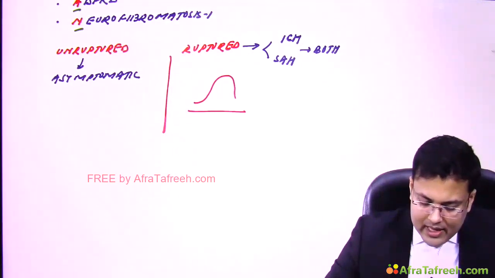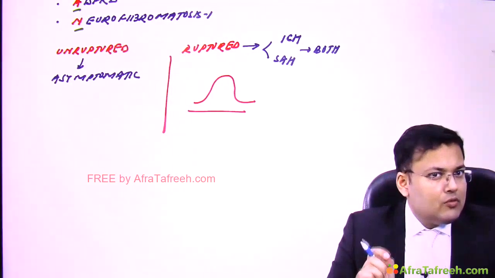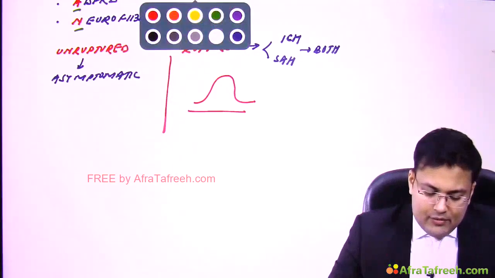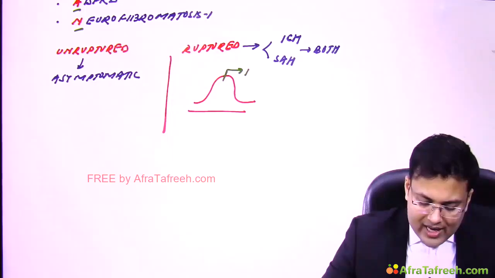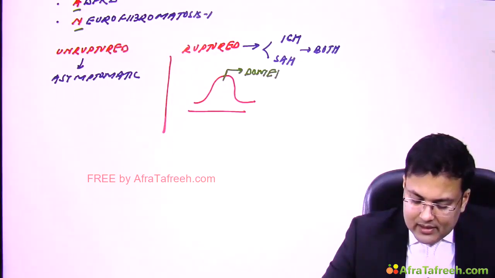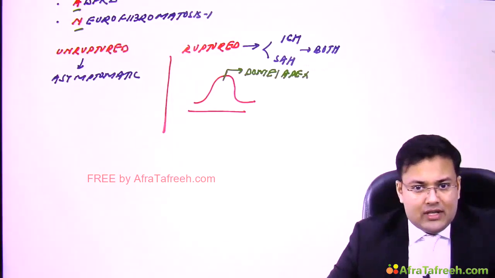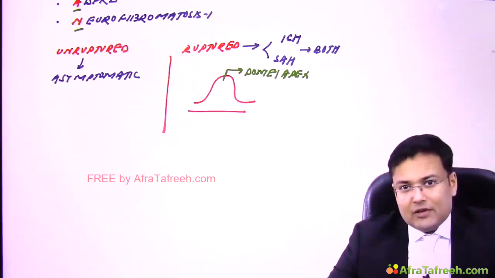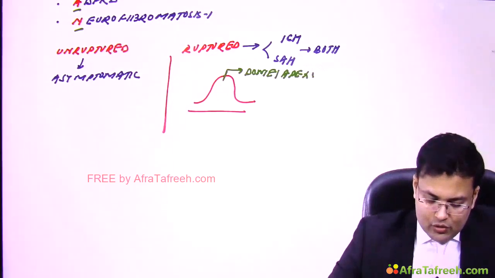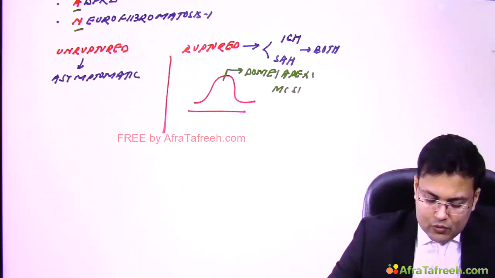Now see, this is the aneurysm. Another question asked is what is the most common site of rupture. If you see, this is the dome or apex of the aneurysm. So generally the rupture occurs from the dome or apex. So dome or apex is the most common site of rupture.